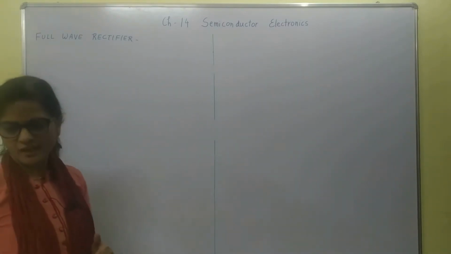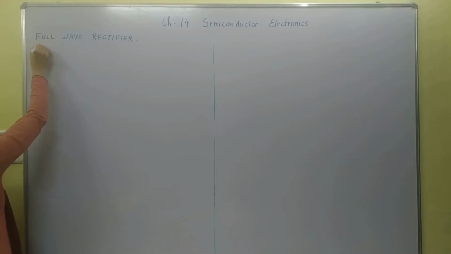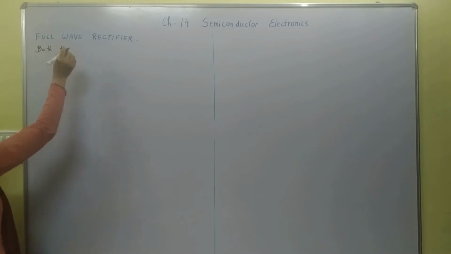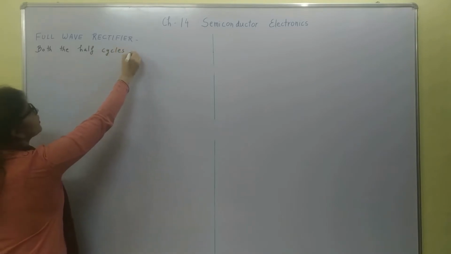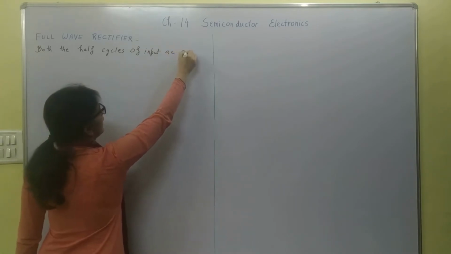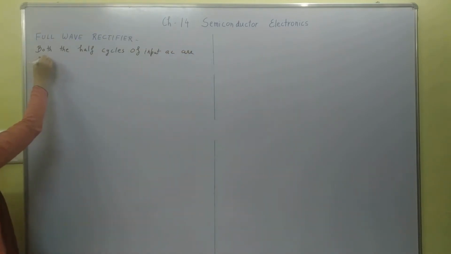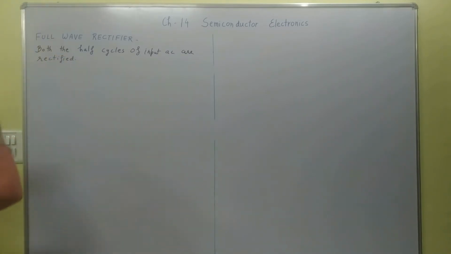Both the half cycles of AC are rectified, right? So in the full wave rectifier, both the half cycles of input AC are rectified, right? So what is a full wave rectifier? It is the device which converts both the half cycles of AC into DC.